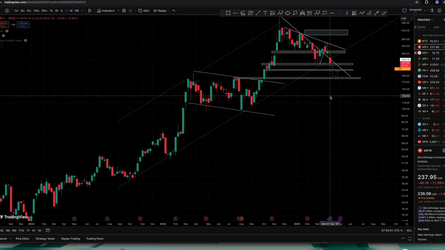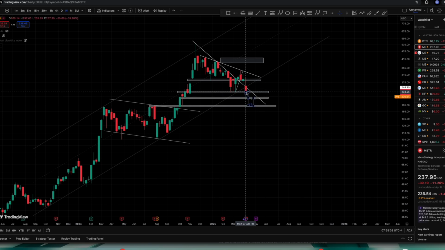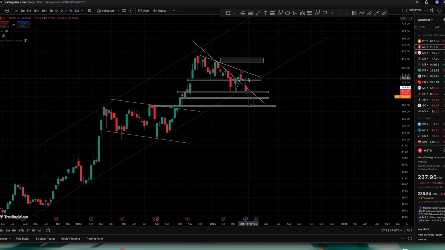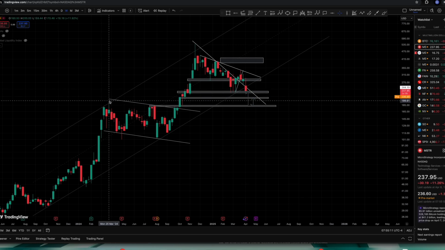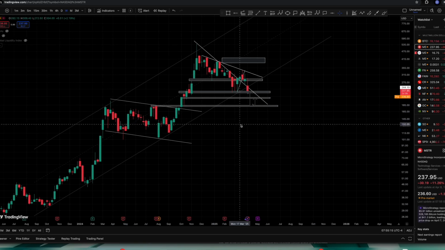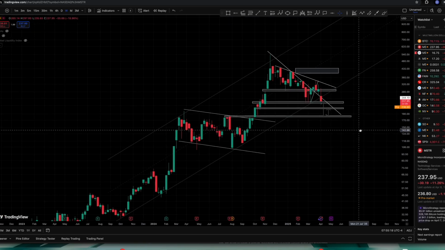So maybe this is just a daily close. Maybe we get a nice green candle and push back into it and then make our way up. But let's see if we sweep down and touch these old highs at 200. Hopefully not, but as we all know, MicroStrategy moves very fast.